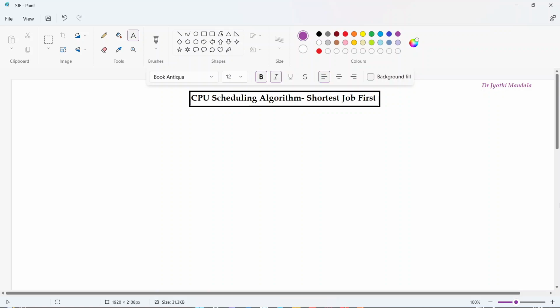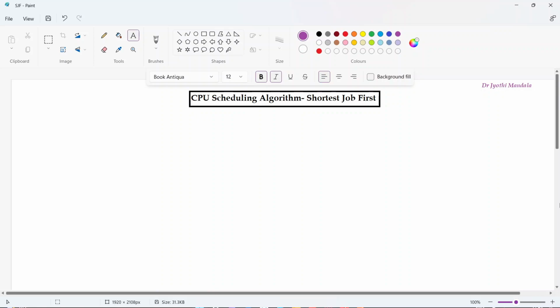Shortest job first, as the name itself tells, a process which requires less amount of CPU time will be given the priority first. In FCFS we understood that the process which comes first into the ready queue will be given the chance. Suppose 10 processes arrived at a time into the ready queue. If you are adopting FCFS, the first process, whichever entered the ready queue first, is given the chance.